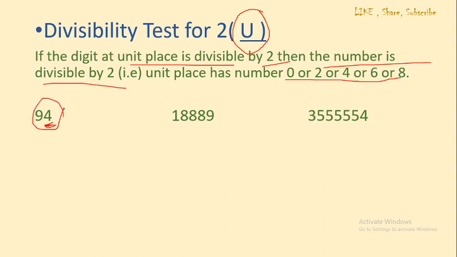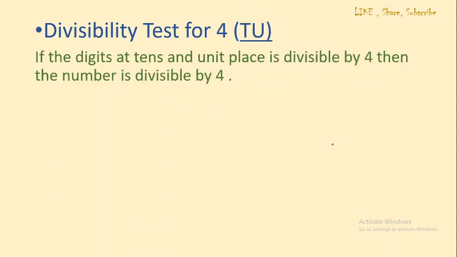That is so simple. Now let us see this number. See, in the unit place we have 9, and we all know that 9 is not coming in the table of 2, or 9 is not divisible by 2. So this number 94 is divisible, but 18889 is not divisible by 2. Let us see the next number, 3555554. If you see at the unit place you have 4, and as 4 is divisible by 2, this whole number is divisible by 2. Is it easy? It's very easy. So let us see next.